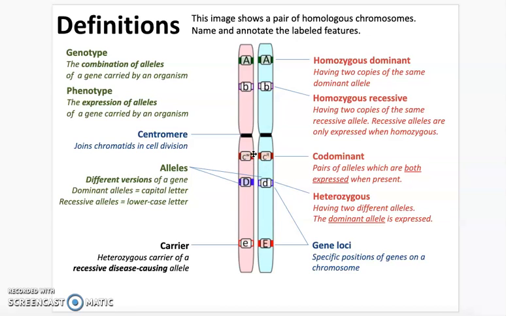There's no uppercase or lowercase, there's just a letter with a superscript of another letter on each of these. And you can see they have different superscripts, codominant. This means that both of the alleles are actually expressed in codominant inheritance. This is a different form of inheritance.